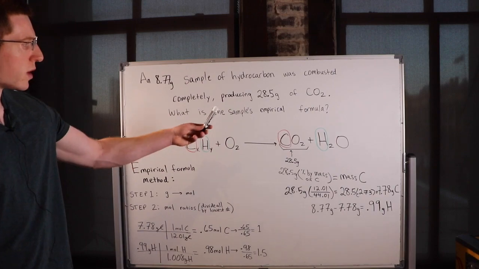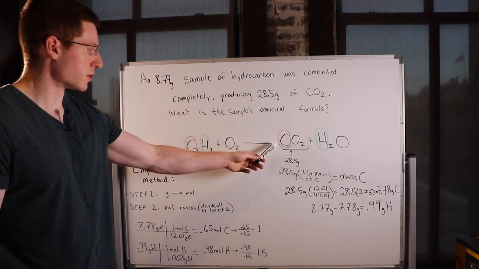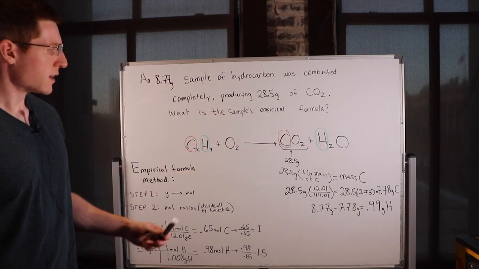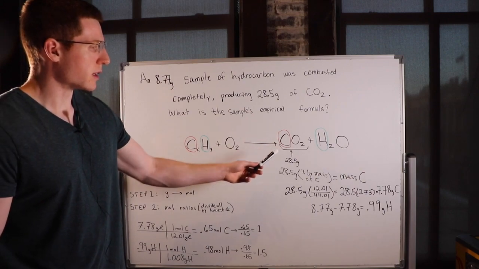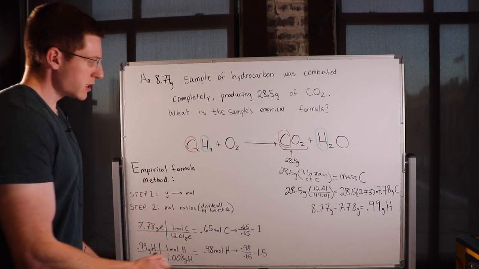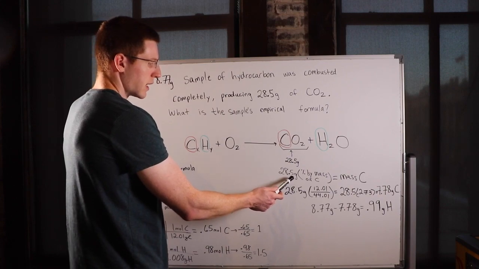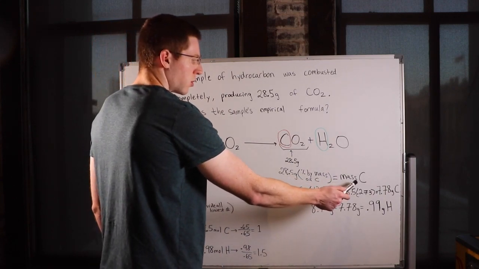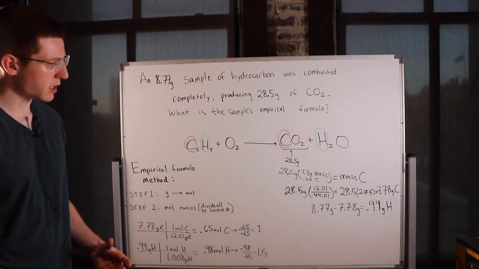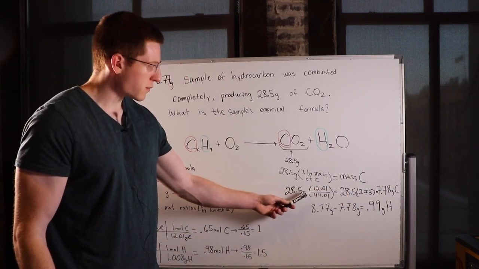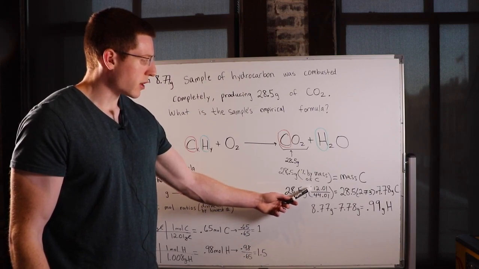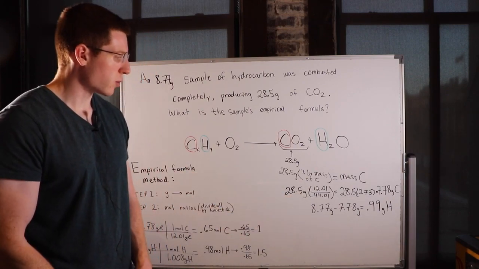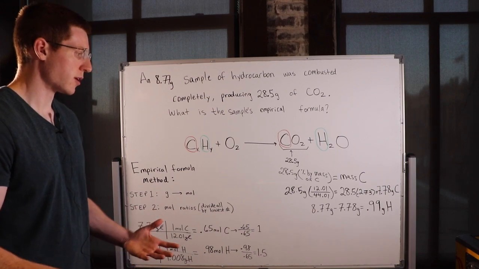So they told us that 28.5 grams of CO2 were produced, right? And that's our only source of carbon in the product side. So if we simply take the mass of CO2 and then figure out what percentage of it is made up of pure carbon, we can figure out the total pure carbon that was produced. So the percent by mass of carbon in CO2 is the molecular weight of carbon over the molecular weight of CO2, and you can find that on the periodic table.